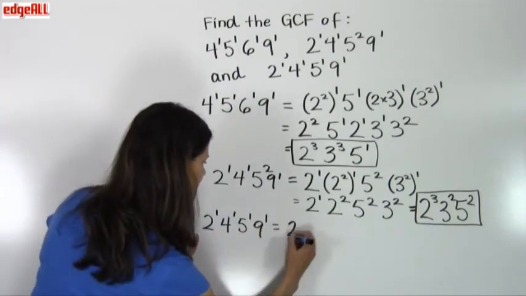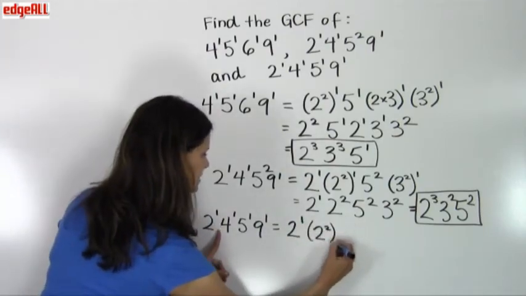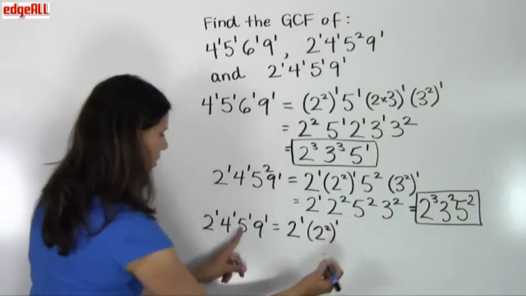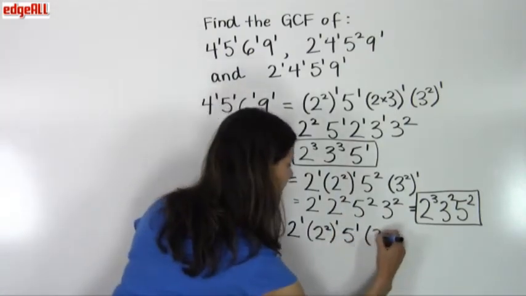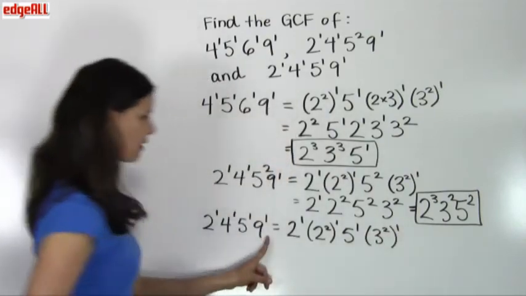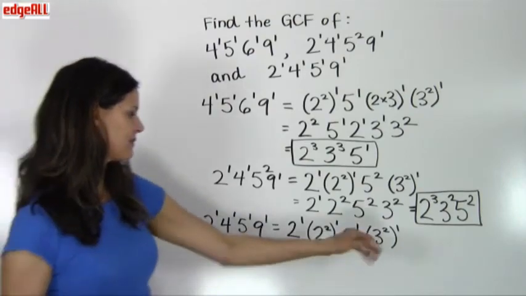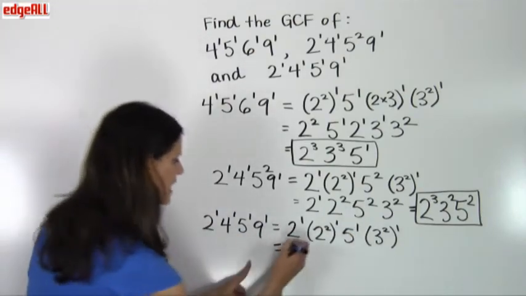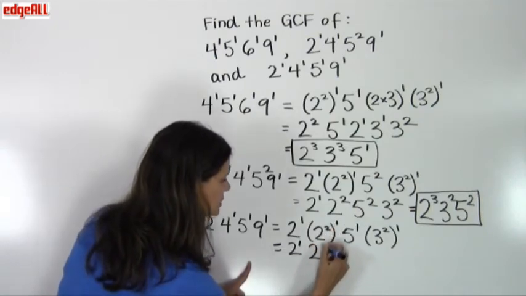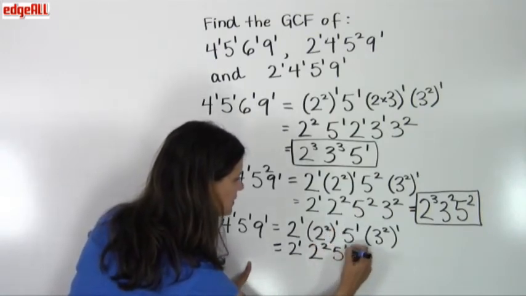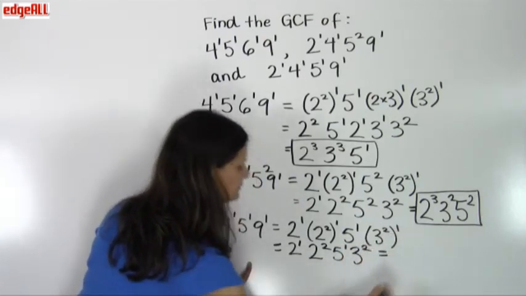So I go through and start doing my substitutions. 2 to the 1 power, 2 squared, which equals 4 to the 1 power, 5 to the 1 power, already prime, and then 9 is 3 squared to the power 1. My next step then is to clean up these exponents. So I've got 2 to the 1 is already done. 2 squared to the 1 power is 2 squared. 5 to the 1 power, and then 3 squared to the power 1 is 3 squared.